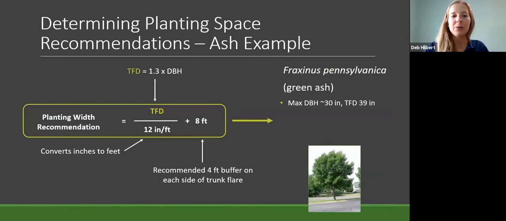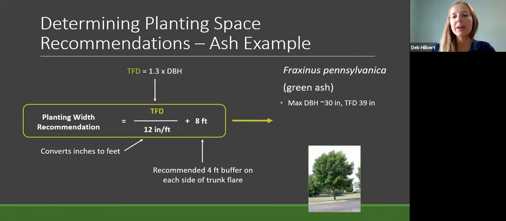Now I'm going to give you one more example. So I'm trying to help you look at this a few different ways, just to let it really sink in. So I picked out green ash as an example because that's really common up in Minnesota. I don't expect you to be planting a lot of it right now with emerald ash borer, but it is really common along the streets.